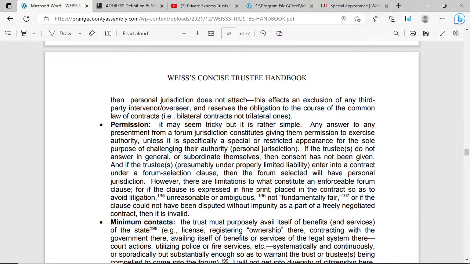However, there are limitations to what constitutes an enforceable forum clause. For if the clause is expressed in fine print, placed in the contract so as to avoid litigation, unreasonable or ambiguous, not fundamentally fair, or if the clause could not have been disputed without impunity as a part of a freely negotiated contract, then it is invalid. So basically, play fair, essentially. But where it says, if the trustees do not answer in general or subordinate themselves, then consent has not been given, that is not true.